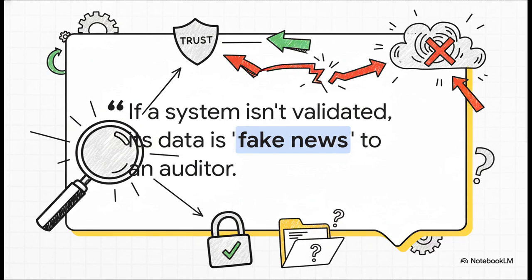Here is a fantastic way to think about why this is so important. To a regulator, someone from the FDA, for instance, any data coming from an unvalidated system is basically fake news. It's true. Without that documented proof, that paper trail from the validation, an auditor has zero reason to trust it. The data is considered completely unreliable.